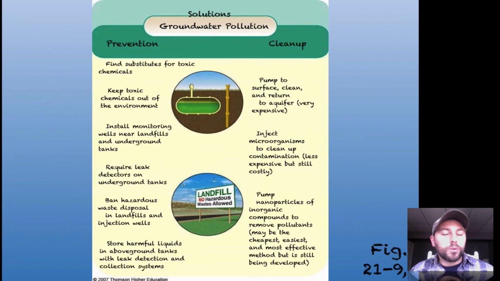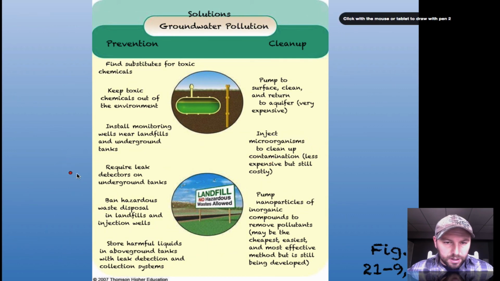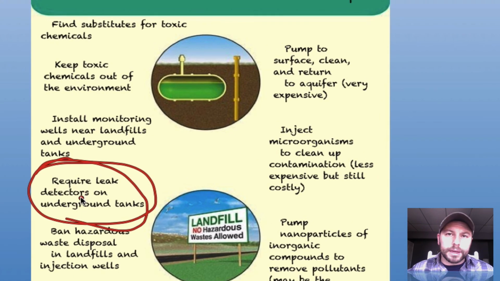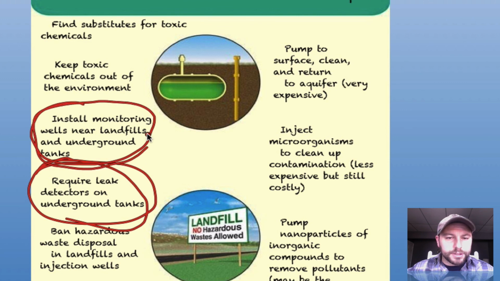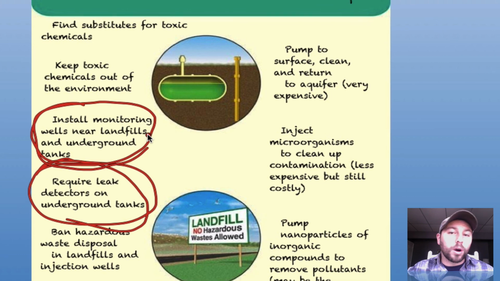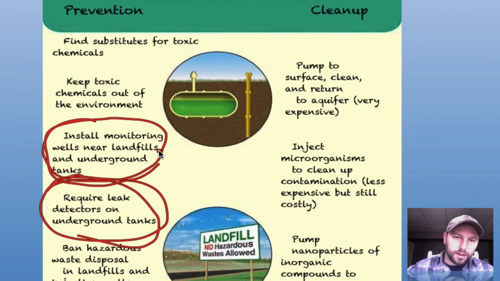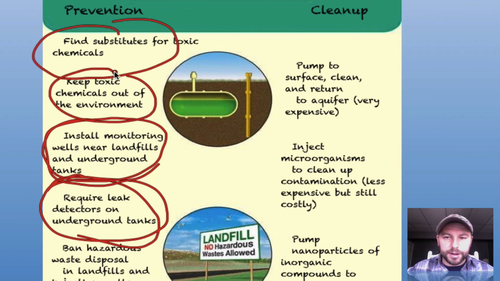These are just some solutions we have for cleaning up groundwater supplies or preventing contaminants from getting in. You can see here, require leak detectors on underground tanks. So if there is a leak, we can respond to it quickly and assess and clean that area up. Monitoring wells are huge, and we see this especially with the public water supply on Long Island. We have these monitoring wells in and around sites where we think contaminants might be, or have been found in the past, so that they can be cleaned up. Definitely one of the bigger ones is to find substitutes for toxic chemicals, keeping them out of the environment. Just a number of things we could do.